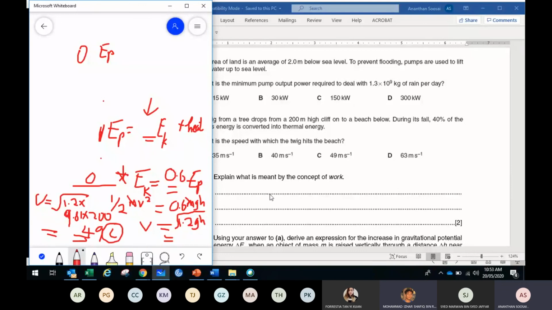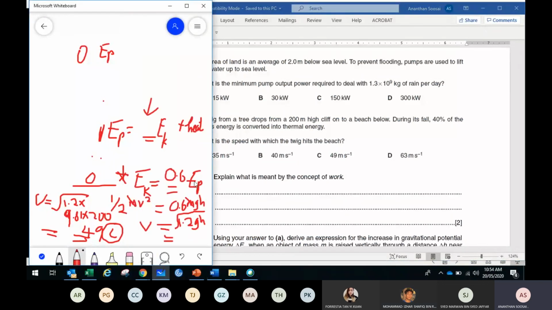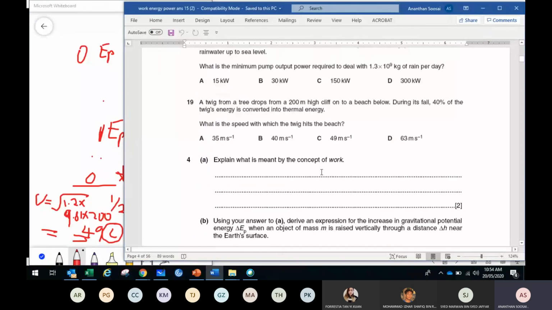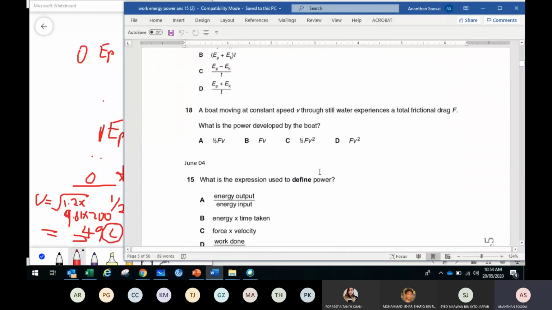So the keyword here is what? What type of energy change? The potential energy changes to kinetic and thermal, but they're asking for the speed. So kinetic energy is how much of the potential energy? 0.6 of the potential energy, because only 60%. Okay, good. So this is today's lesson.